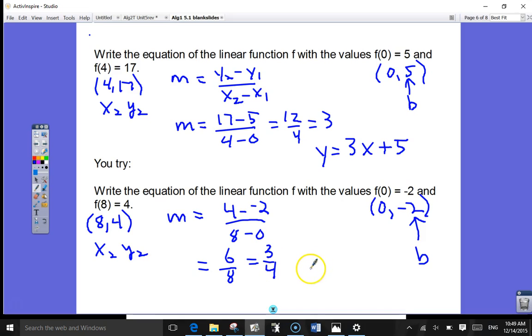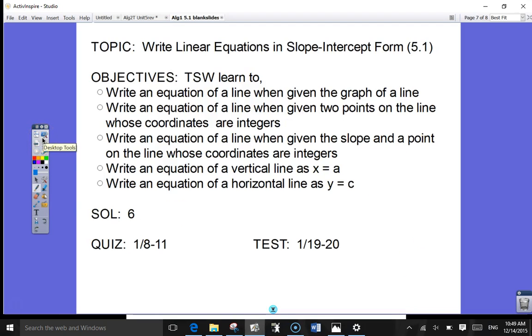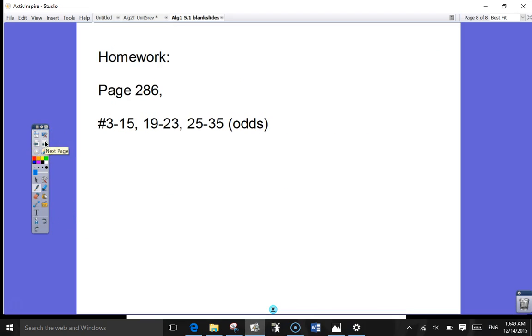Right, so now what is the equation? Looks like we know m and we know b, so y equals 3/4 x minus 2. Done. So, if anything, that gives you more work with the function notation, which is going to be on our test, and we don't generally do as well with that. That is the entire lesson. And that is homework.